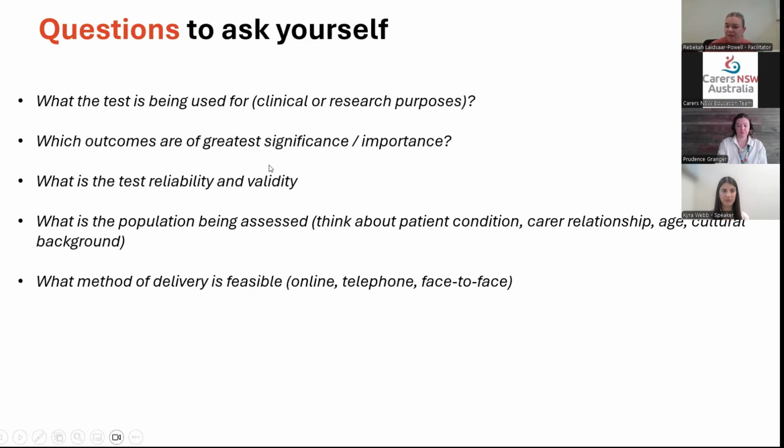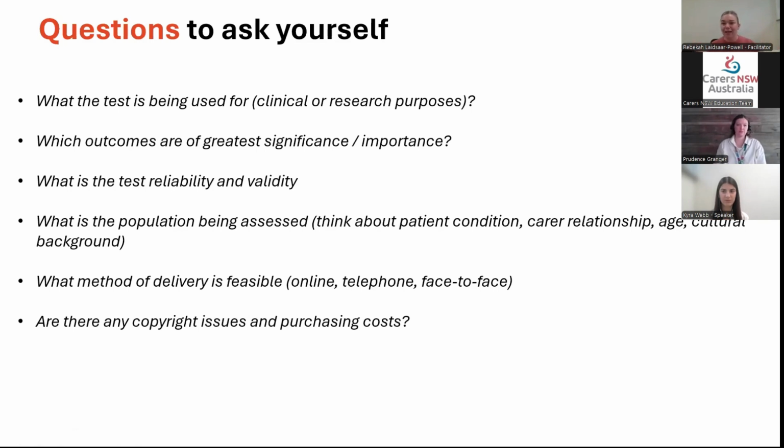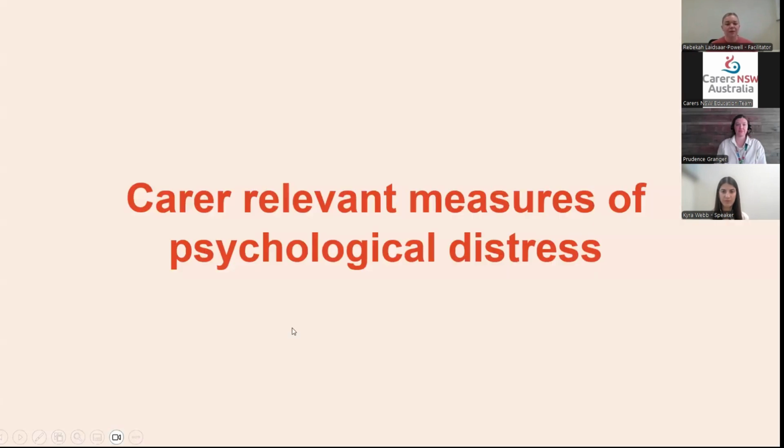What method of delivery is feasible? And are there any copyright issues and purchasing costs? All of this is to say that oftentimes there's no perfect answer here, and you never get all the stars to align to have a perfectly validated measure that's been developed in your exact carer population, that's valid and reliable and all those things. But these are the things that you want to keep in mind when you're choosing measures, so that you can try to optimize which one you select.